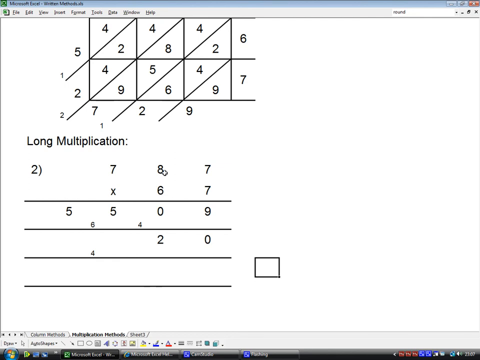6 times 7 is 42. 6 times 8 is 48. We've got to add the 4 on there, which is going to give us 52. So we put a 2 in there, and we put the 5 down the bottom. Finally 6 times 7 is 42, but we've got to add the 5 in, so that's going to be 47 overall. 47, jolly good, so we're almost there.